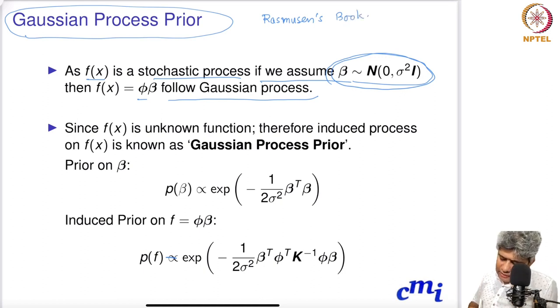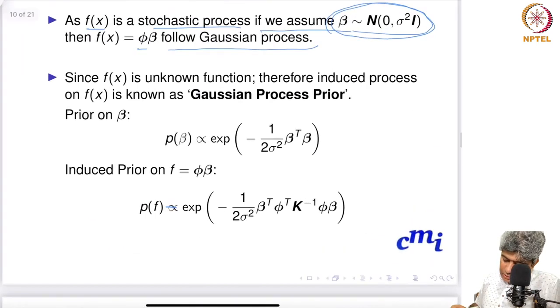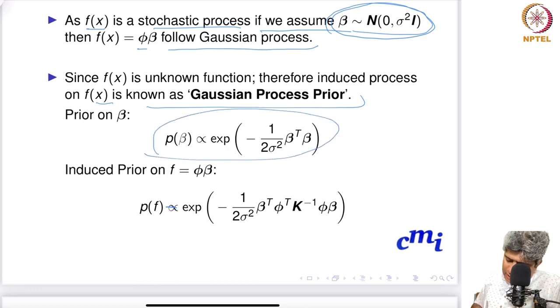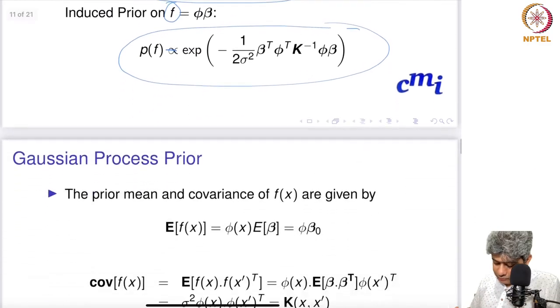Since f of x is an unknown function, the induced process of f of x is a known Gaussian process prior. If you put a prior p of beta on the beta, that will induce a prior on f, and that is also a Gaussian process. So that's how you induce a prior distribution on the unknown function.